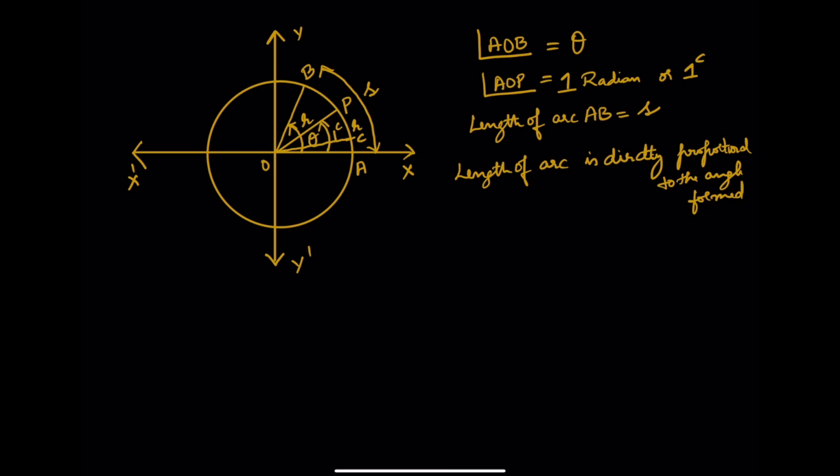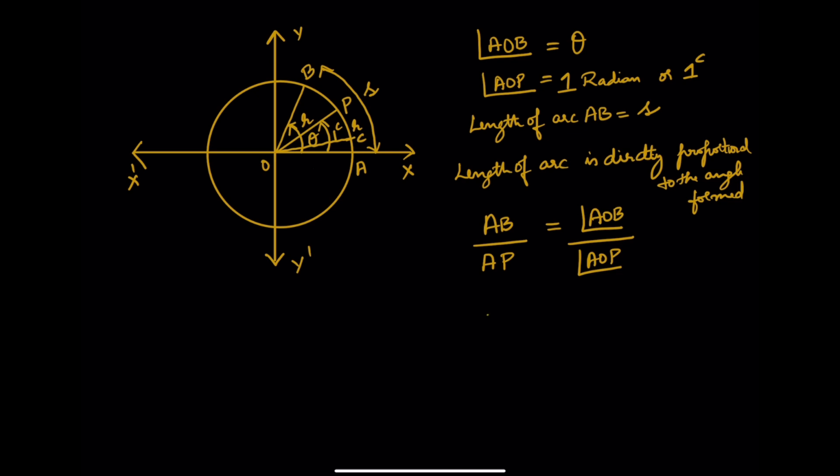So now what we can write is: length of the arc AB divided by length of the arc AP is equal to the angle formed by the arc AB, that would be AOB, divided by the angle formed by arc AP, which is AOP. This is because they are directly proportional. We can take a ratio of this.